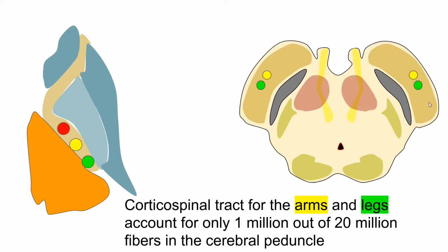And they are lost in the sea of non-corticospinal tract fibers, because only 1 million out of the 20 million fibers found here are corticospinal tract. The rest are connections from the frontal lobe to the pons.